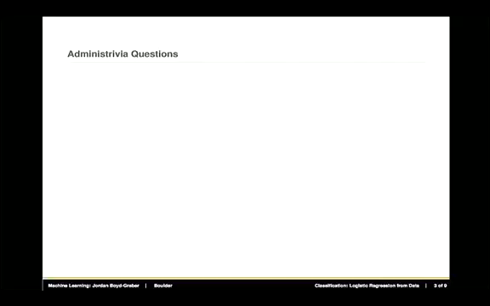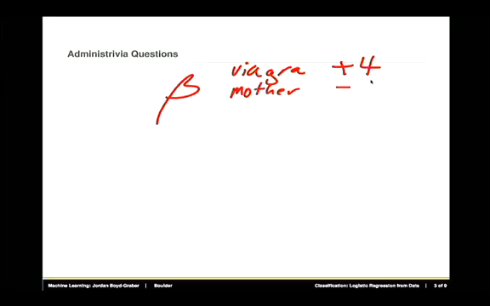Let's talk about this for logistic regression. So logistic regression, that model is defined by some beta weights, and so let's go back to our spam classification example, and so we have Viagra +4. We have mother -5, and so on for every word in the English language. So then how would you generate an email from that?